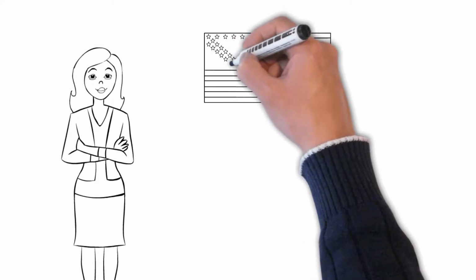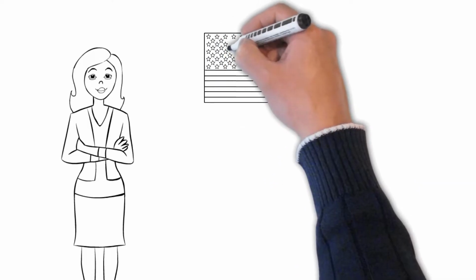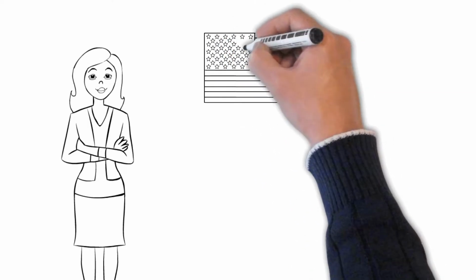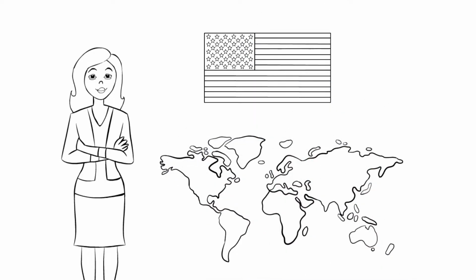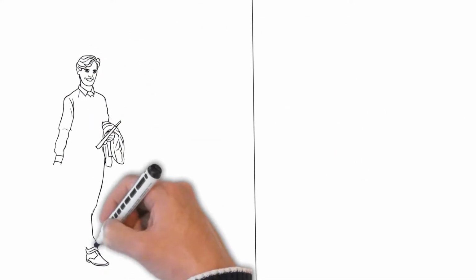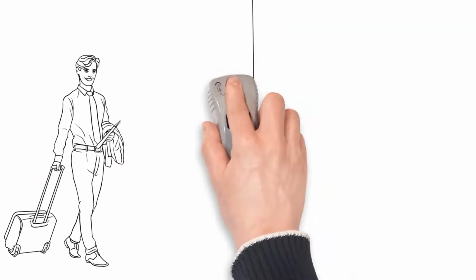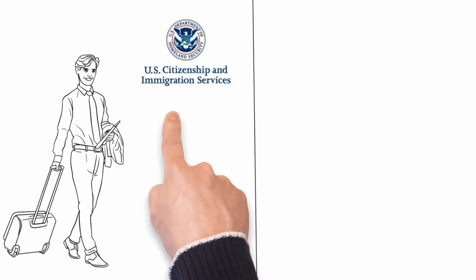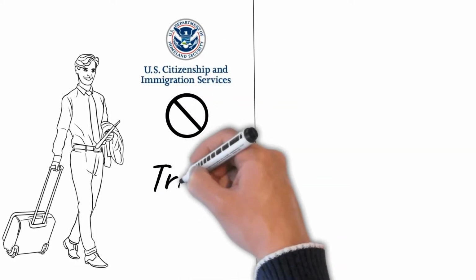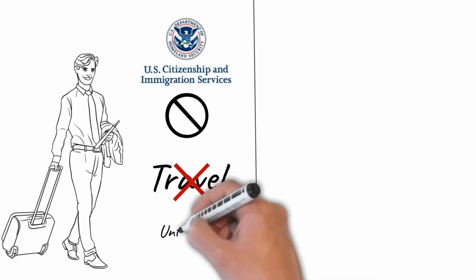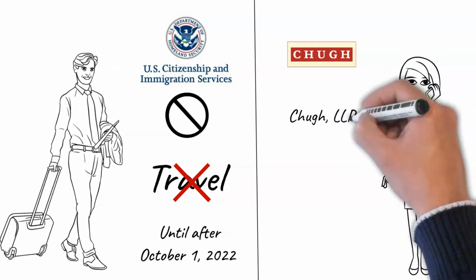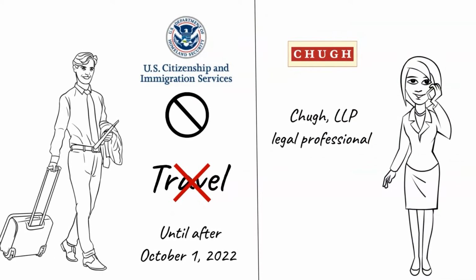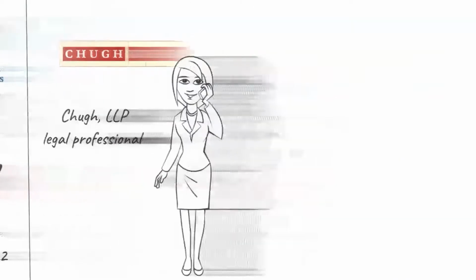To qualify for change of status, you must be physically present in the U.S. when the H-1B CAP petition is filed, and you must remain in the U.S. until the H-1B CAP petition requesting change of status is approved. Leaving the U.S. before USCIS makes a decision on the H-1B CAP petition for change of status will result in a denial for the change of status request. Therefore, in most cases, you should not travel internationally until after October 1st, 2022. This rule can be complex, so please contact your Chug LLP legal professional for specific questions.